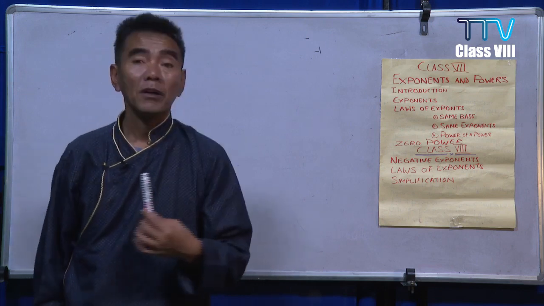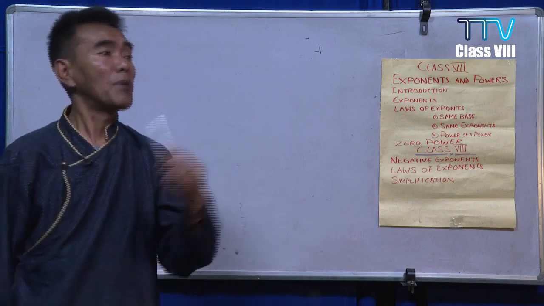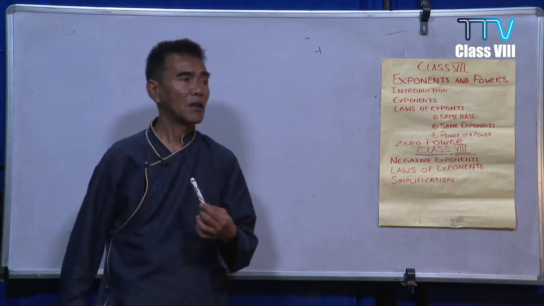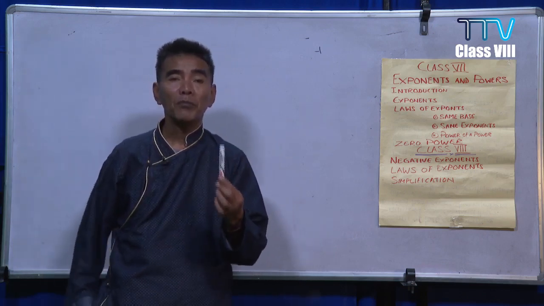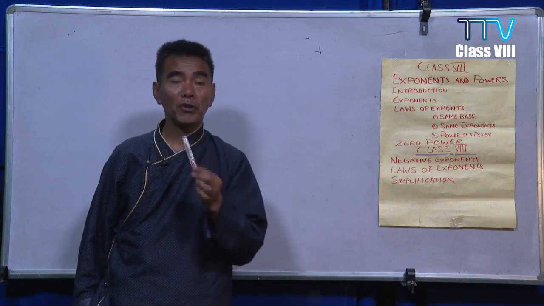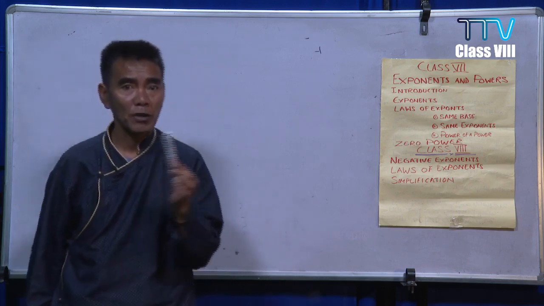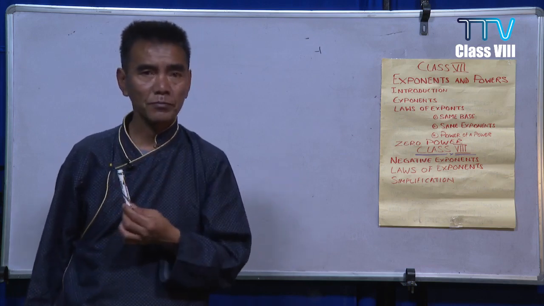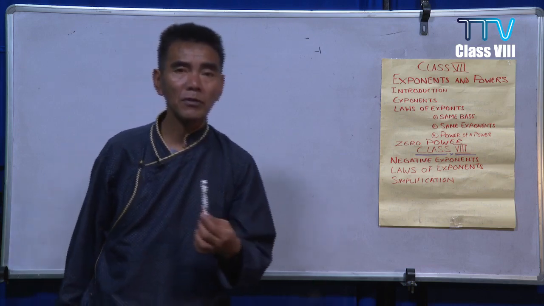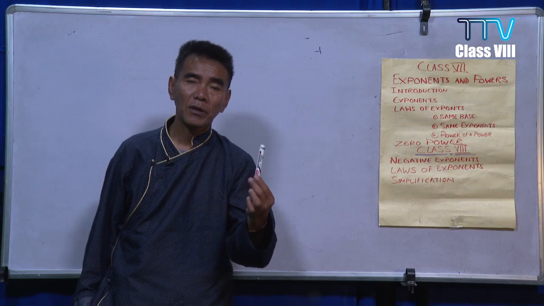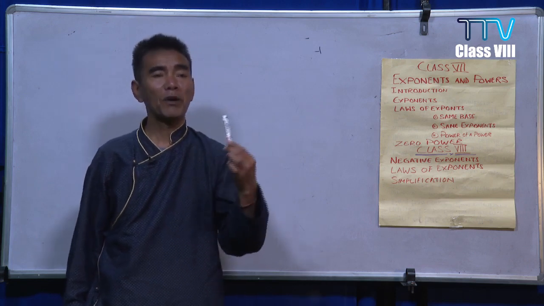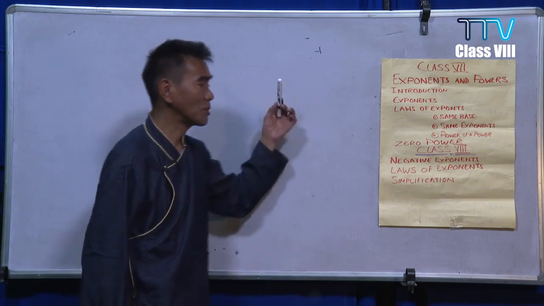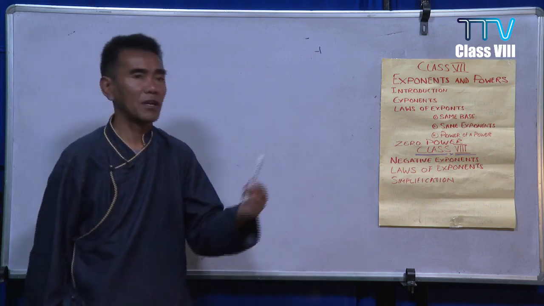For multiplication, you get a common power and multiply the base. For division, you write the same power and divide the base. So the power stays the same and you divide the base. This is the basic rule for simplification.